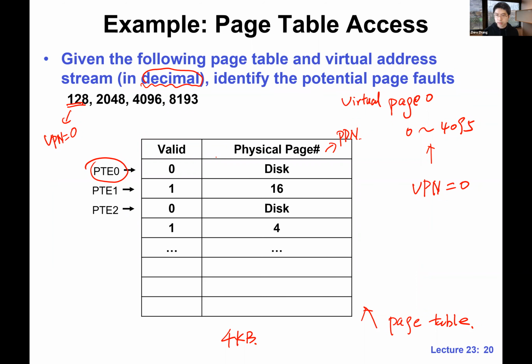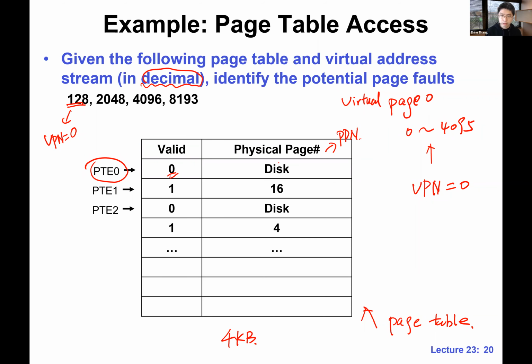Do we have a page fault or not in this case? Valid bit is 0. Yes or no, page fault? Yes, it is a page fault, because the valid bit is 0, we don't have anything allocated in the physical main memory. That's where we have a page fault. So there will be a page fault.